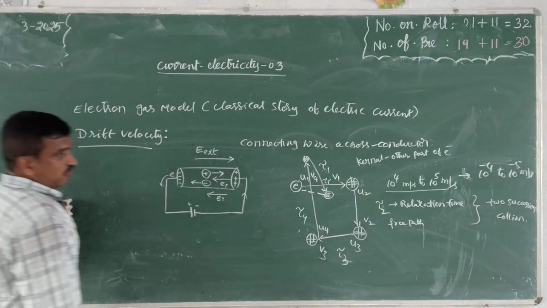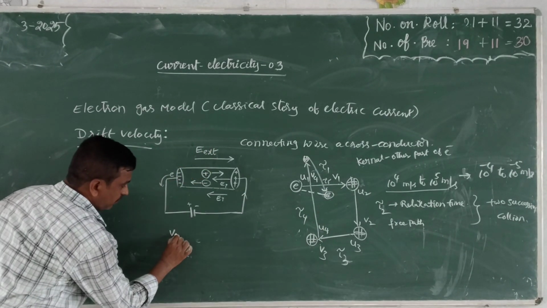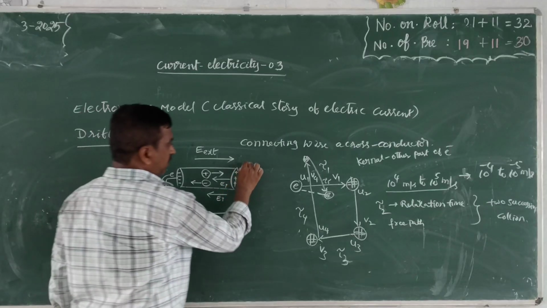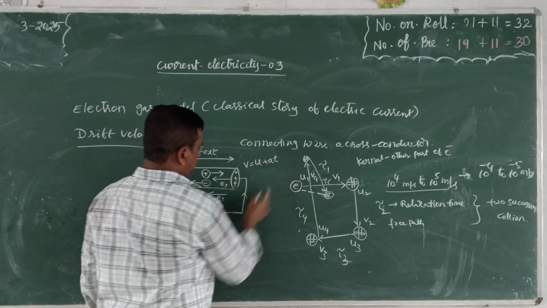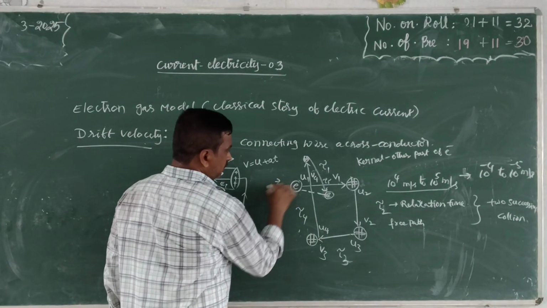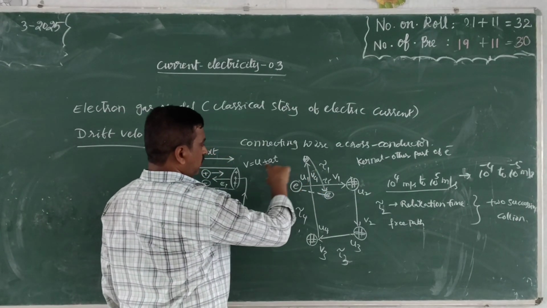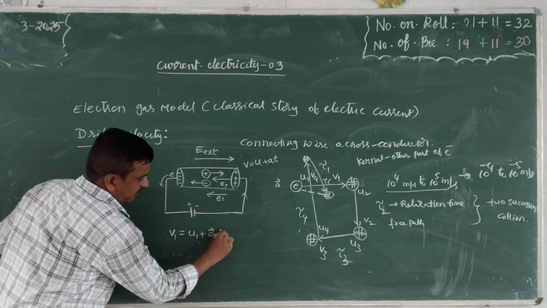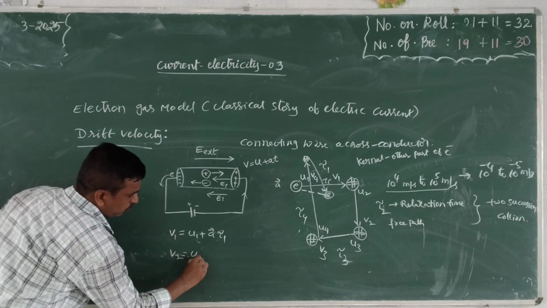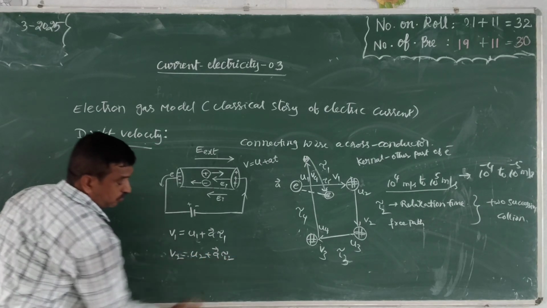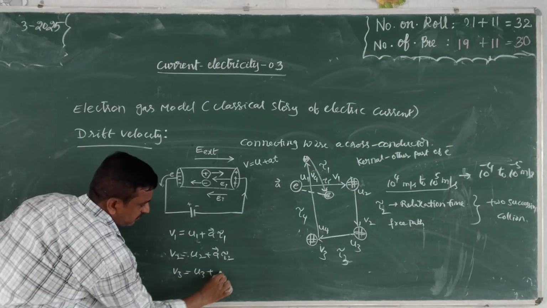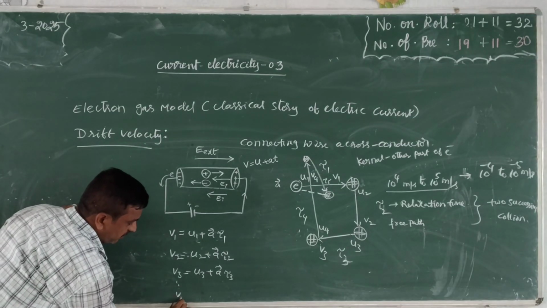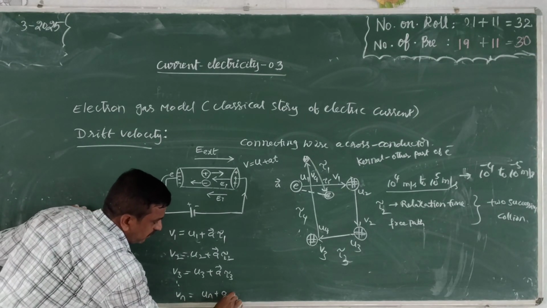See here, we can find out the final velocity. In 11th standard we learned final velocity equals u plus at. This electron has acceleration a, time t here is tau 1, and the initial velocity is u1. We can write v1 equals u1 plus a tau 1, v2 equals u2 plus a tau 2, v3 equals u3 plus acceleration a, time relaxation time tau 3. Like that we can write vn equals un plus a tau n.